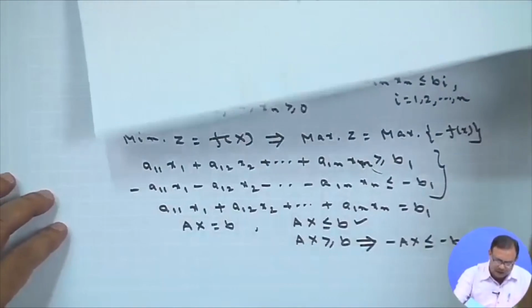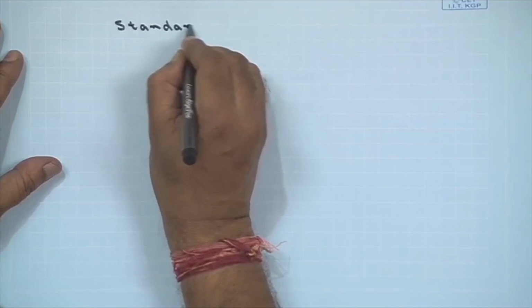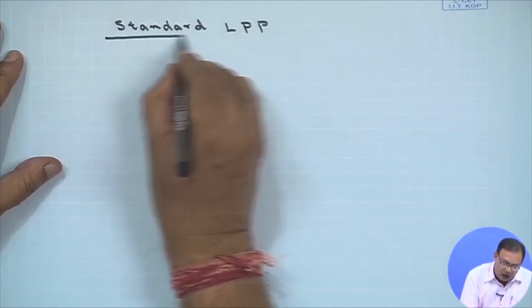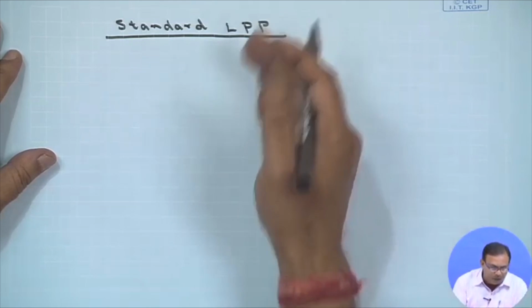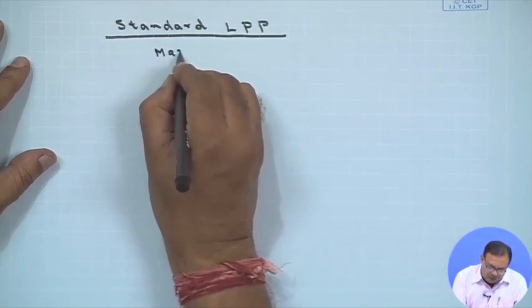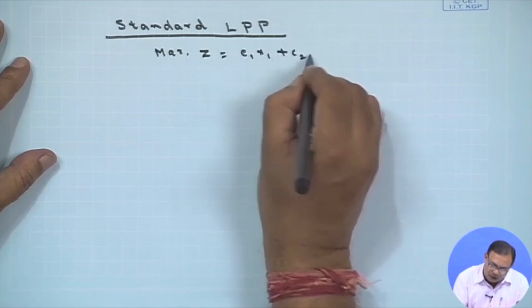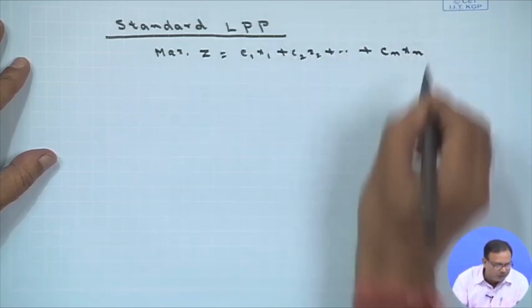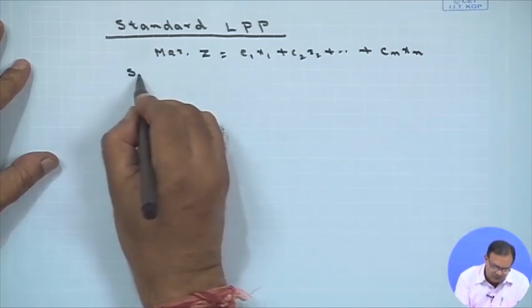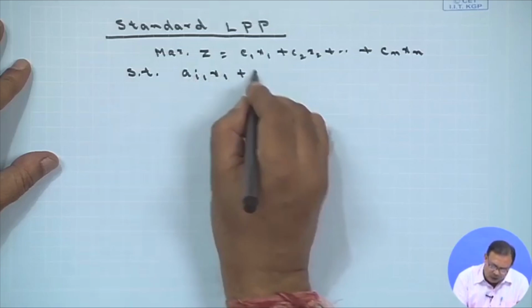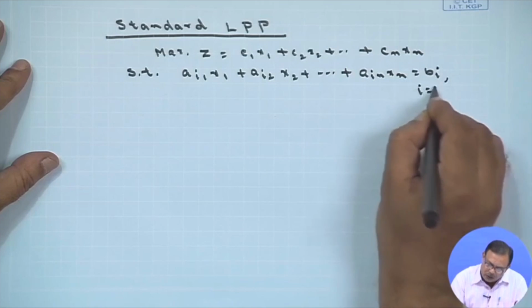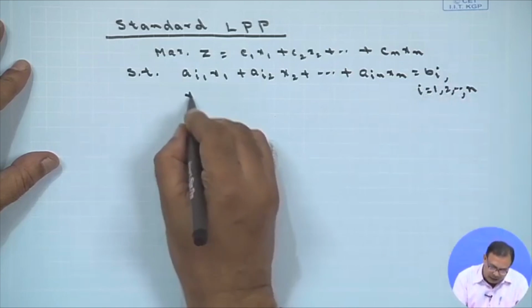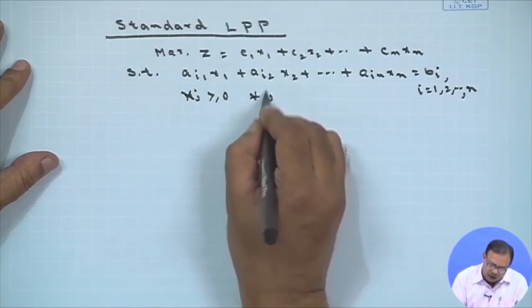This is the second form, that is canonical form, and the third form is what we call standard LPP. That is, I have the original problem, from there I transform it into the canonical form, and from the canonical form I have to transform it into the standard form. My standard form will be maximize z equals c1 x1 plus c2 x2 and so on plus cn xn, subject to ai1 x1 plus ai2 x2 and so on plus ain xn equals bi, i equals 1 to n, and x j greater than equals 0 for all j equals 1 to n.